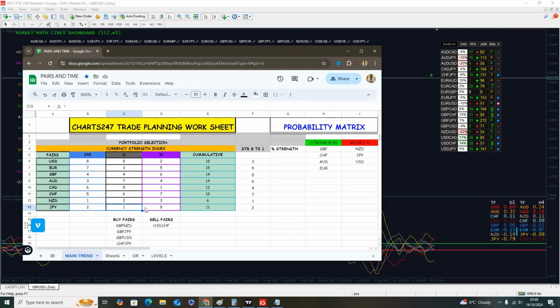And look at this, something that is very uncommon. We have the Japanese yen still remaining the strongest on the weekly, but it is the weakest on the daily. How can that be? That is when you have to understand the price phases.